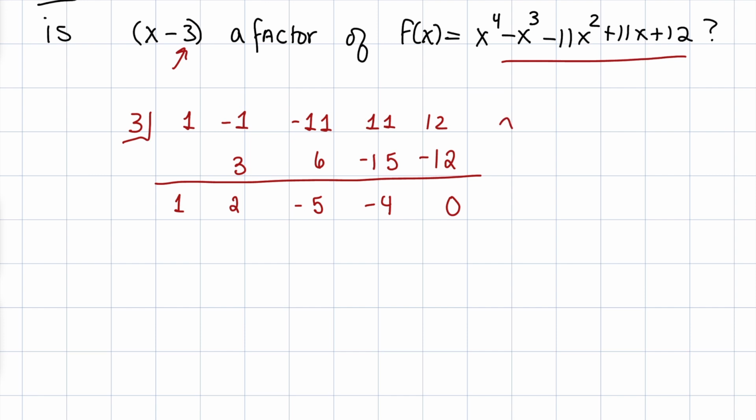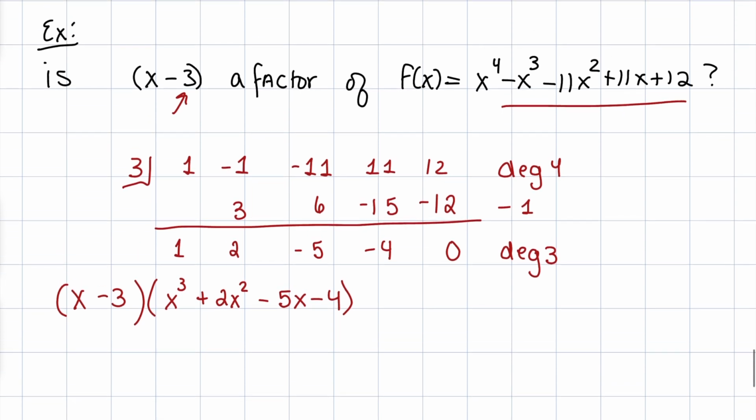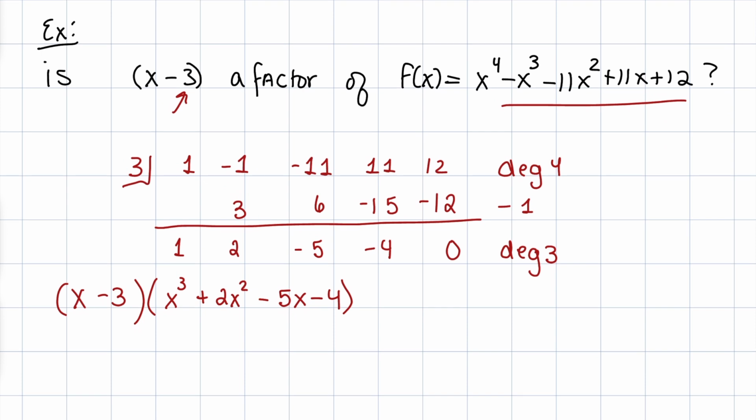So remember, this started off as degree 4. We subtract 1, so we get degree 3. So now I want to replace. So I get x to the third plus 2x squared minus 5x minus 4, all times x minus 3. Okay, so that's just factoring out one of our factors. But if you remember from the last section, in order to graph a polynomial, we kind of have to factor the whole thing and find the roots.